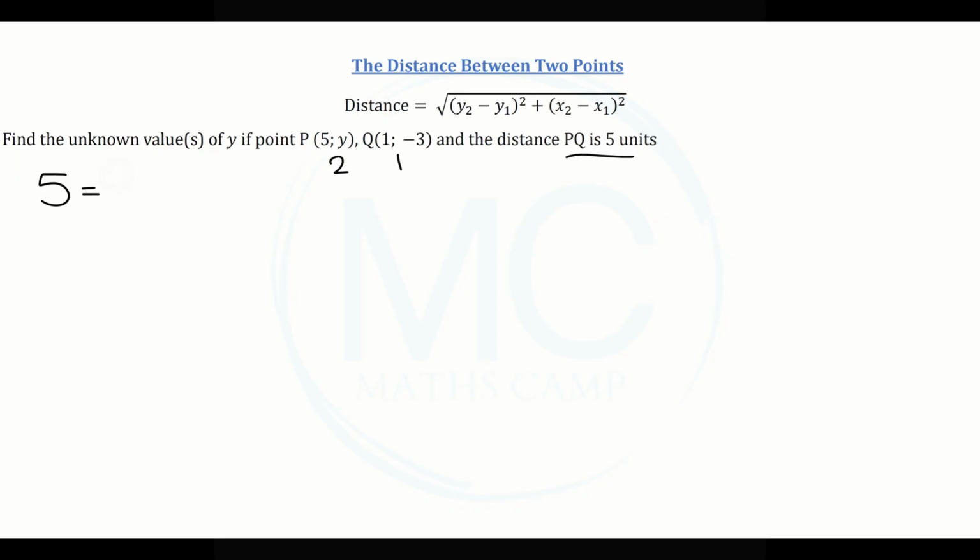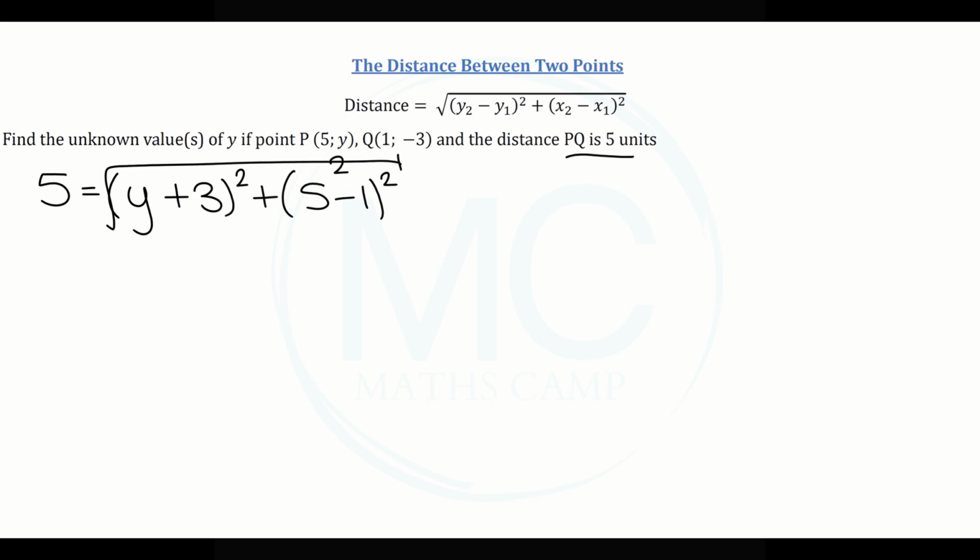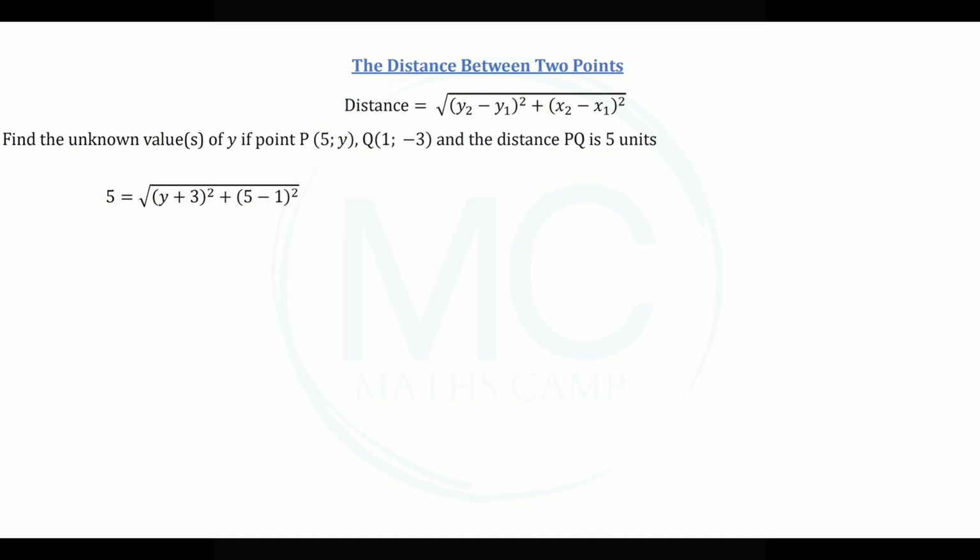Now we can open a bracket and we say the y coordinate of P, which is y, minus -3, close the bracket, squared, plus, open a bracket, 5 minus 1, close the bracket, squared, all under a square root. Next, we need to get rid of the root. So let's square both sides.